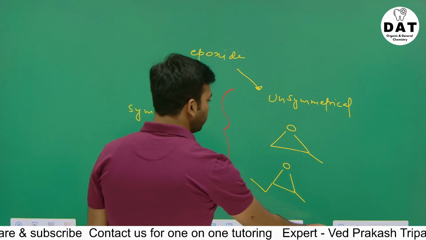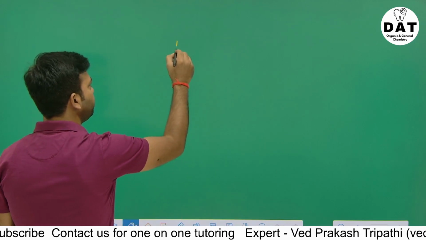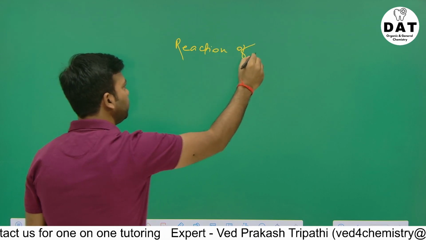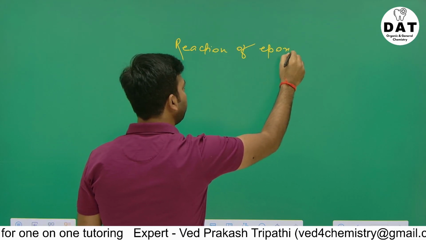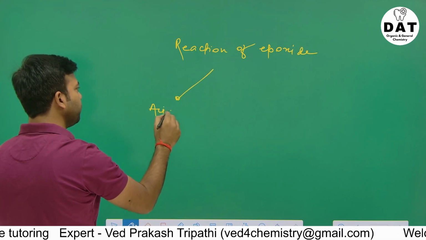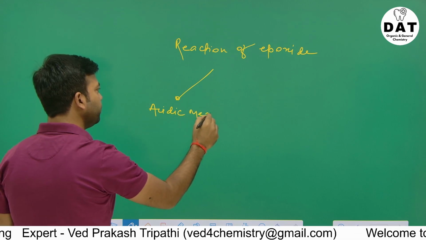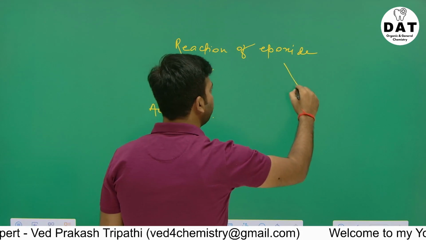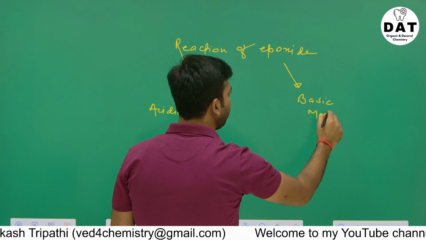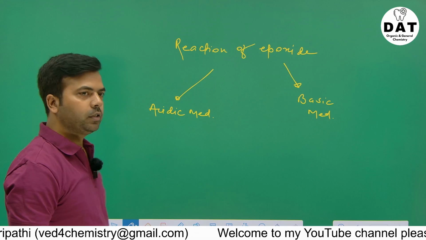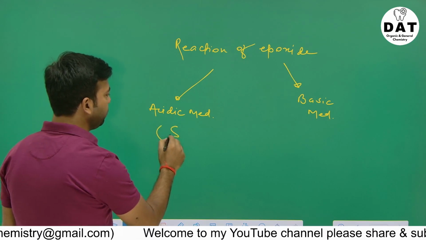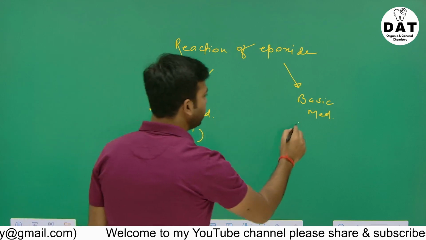The reaction of epoxide is carried out in two medium. One is acidic medium and second one is basic medium. Okay, so first we are going to discuss acidic and then basic. Acidic medium, the path is SN1 while basic is SN2.